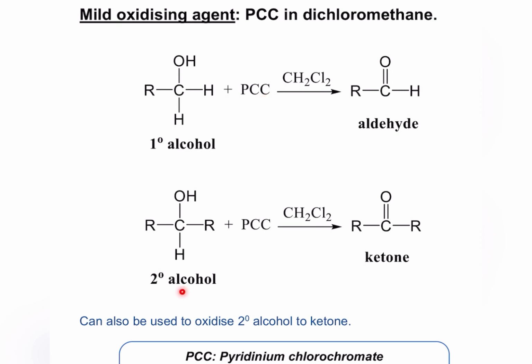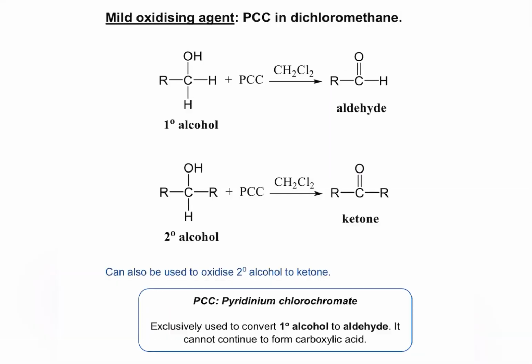And the next one, for secondary alcohol, reacting with PCC in CH2Cl2, you will form ketone. Same goes for strong oxidizing agent. So the difference is only for the primary alcohol. So for your information, PCC is very exclusive, it can only be used to convert primary alcohol to aldehyde, and it stops there. It cannot continue to form carboxylic acid because it is just a mild oxidizing agent.